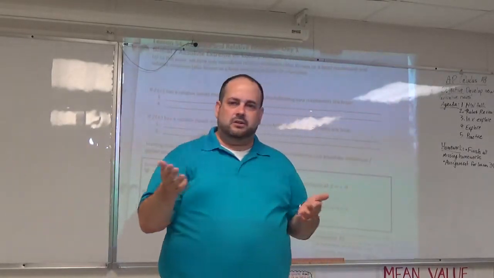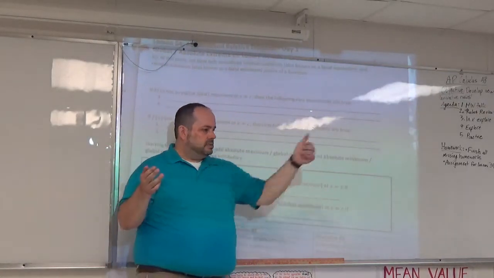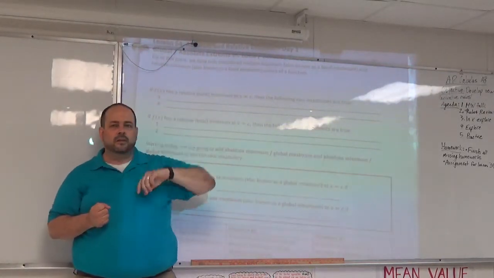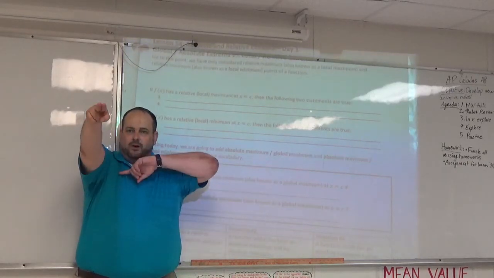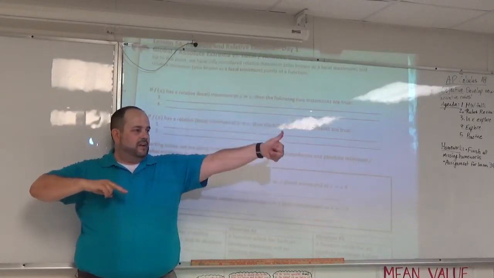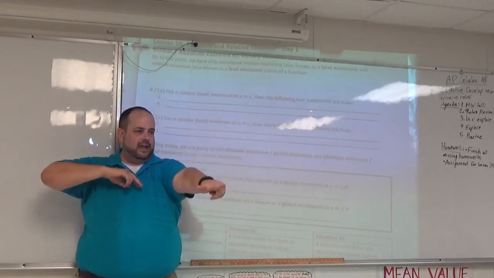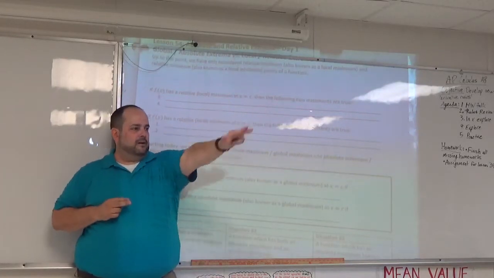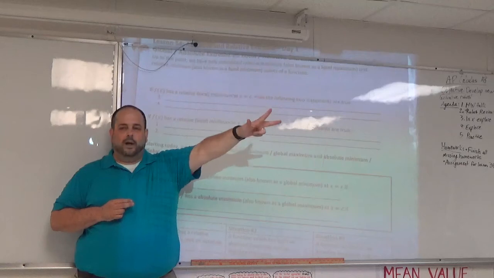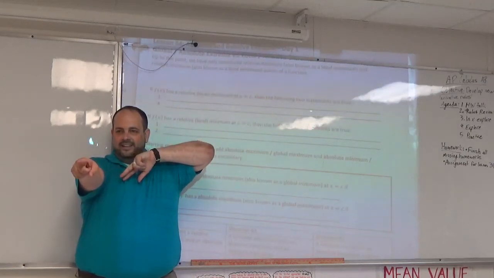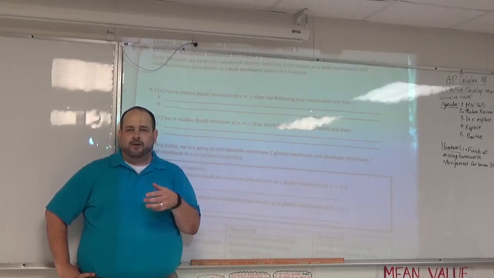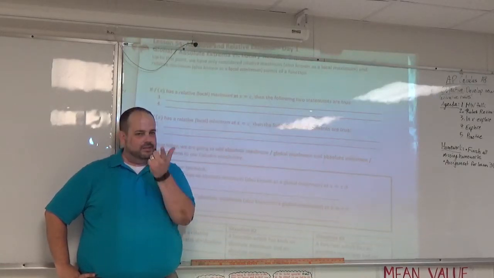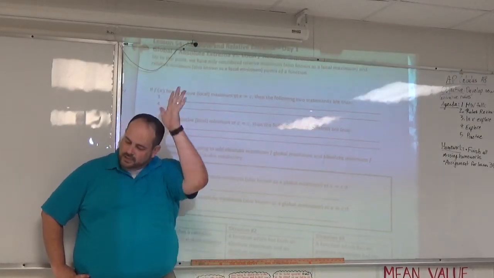What are some of these other indeterminate forms? 0 times infinity. Infinity minus infinity. Infinity times 0, infinity minus infinity. 0 to the power of infinity. 1 to the power of infinity. Infinity to the power of 0, and I think there's one more. 0 to the power of 0.